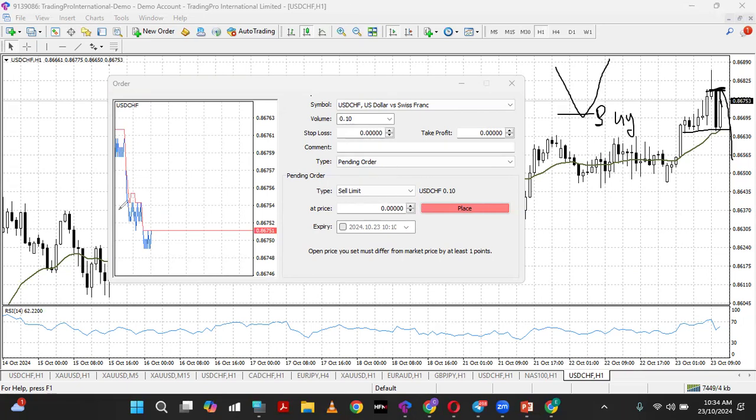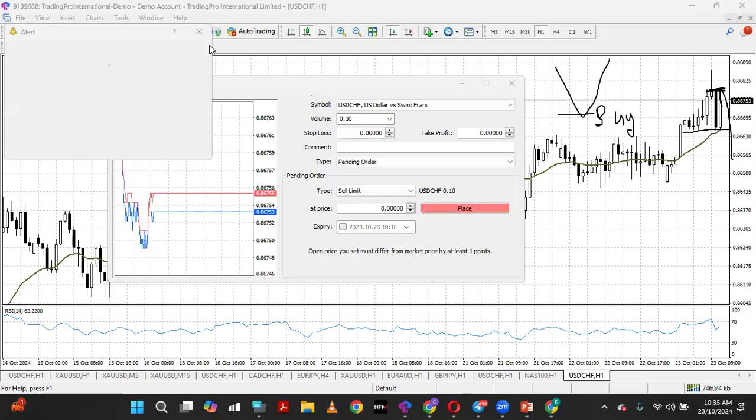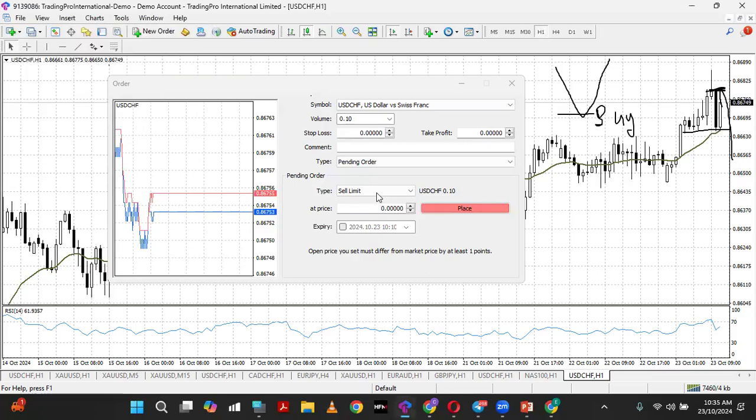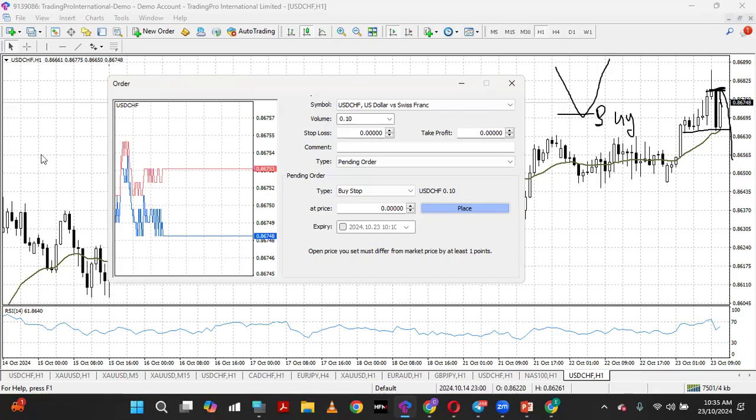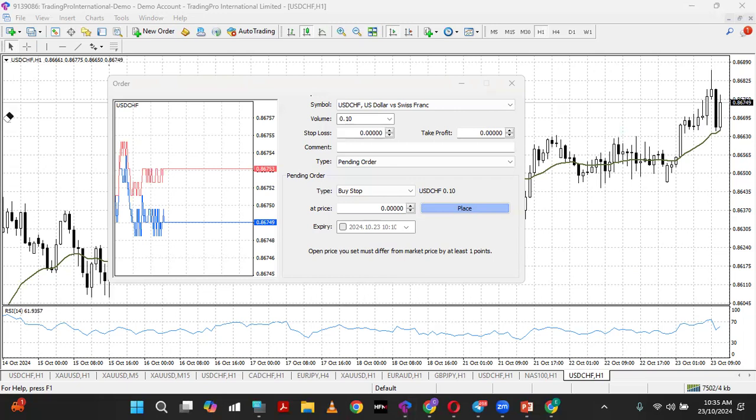Then the other one we have is a buy stop. A buy stop is not predictive. A buy stop is like a continuation. You understand? It's used most times to continue to move in line with the trend. How do I mean? Let me explain. Why the buy limit and the sell limit are kind of like predictive.